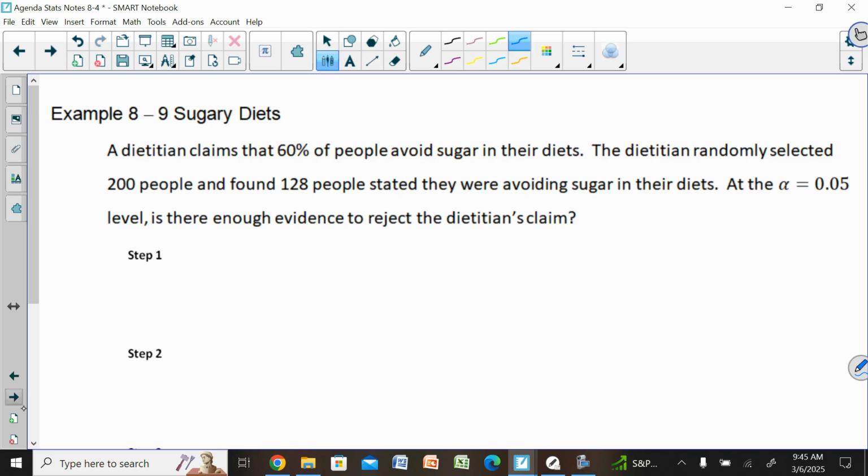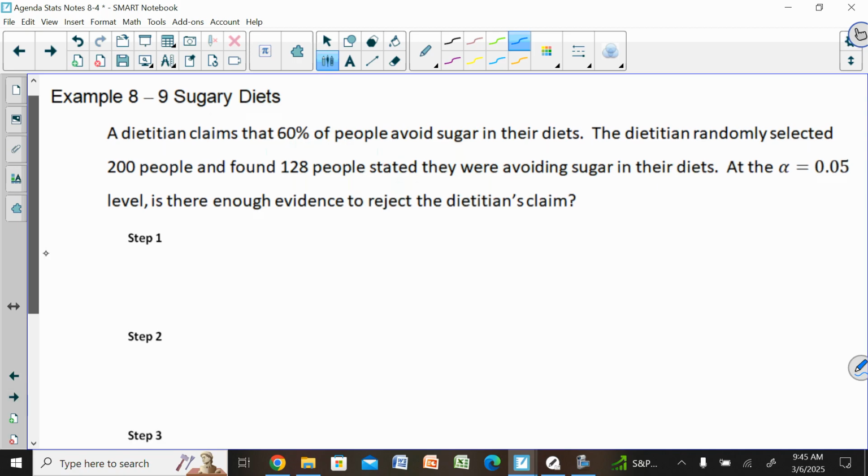The only thing that changes right now is our formula for our test statistic, and our hypotheses have a p instead of a mu. So for example, sugary diets. A dietitian claims that 60% of people avoid sugar in their diets. The dietitian randomly selected 200 people and found that 128 people stated that they were avoiding sugar. At the alpha equals 0.05 level, is there enough evidence to reject the dietitian's claim?